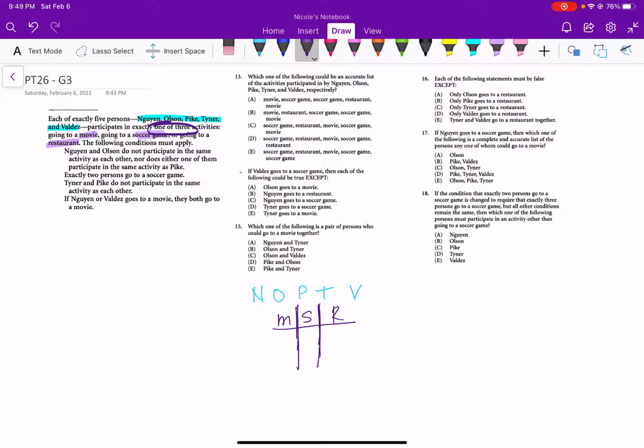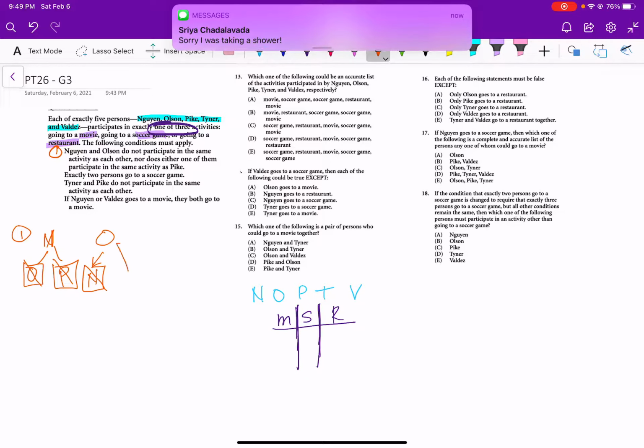All right, so now let's dive into our rules. Rule 1: N and O do not participate in the same activity as each other, nor does either one of them participate in the same activity as P. So if we have N, that means that we do not have O, and we do not have P. And also, if we have O, that means that we do not have N, and we do not have P.